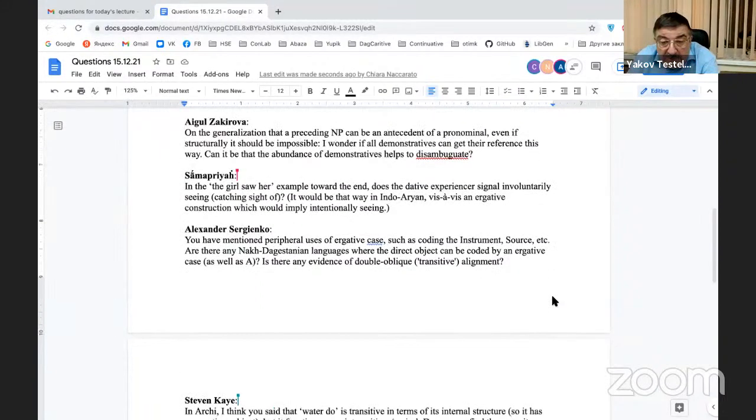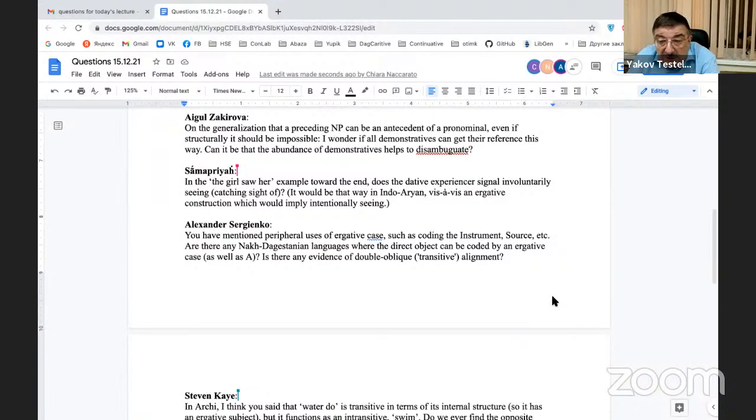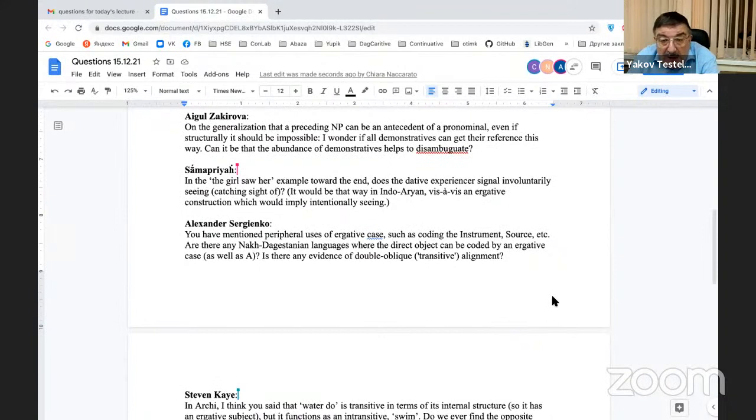You have mentioned peripheral uses of the ergative case, such as coding the instrument, source, etc. Are there any Dagestani languages where the direct object can be coded by an oblique case as well as A? Is there any evidence of double oblique transitive alignment?